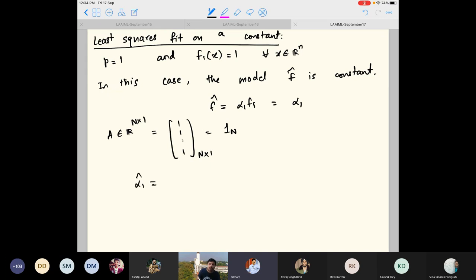And what is the estimate for the model now? So alpha 1 hat, what is this? We know this is A transpose A inverse A transpose YD, correct? Where YD is actually the vector of Y1 up to Y capital N observations, correct? So that is this vector Y. So what is A transpose A inverse? Can you tell me what is A transpose A inverse?